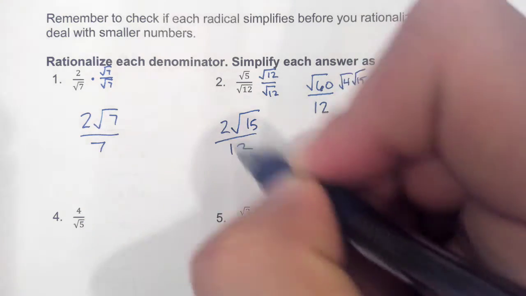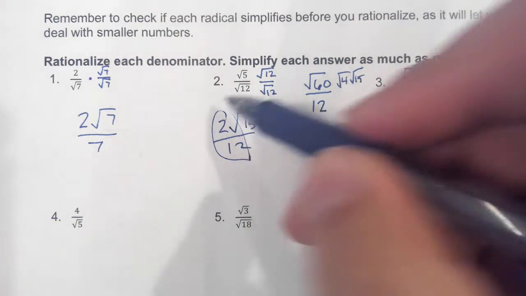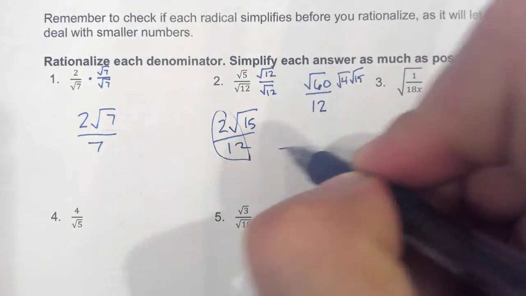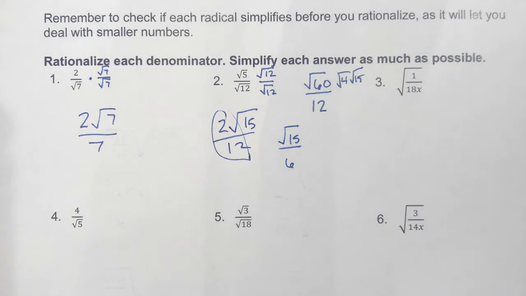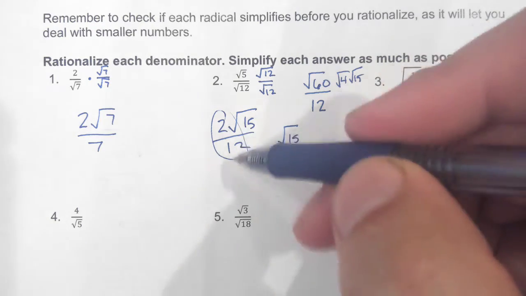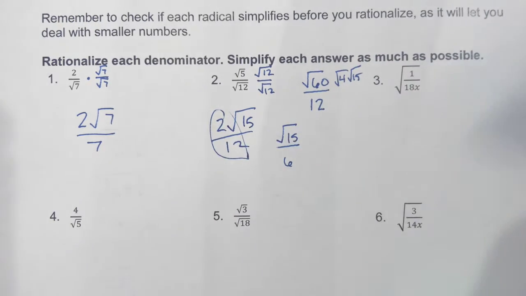And then look at that answer. Does it reduce? Yes, the 2 and the 12 are divisible to make 1 and 6. If you divide those both by 2, you get 6 and 1. We don't need the 1 out front.